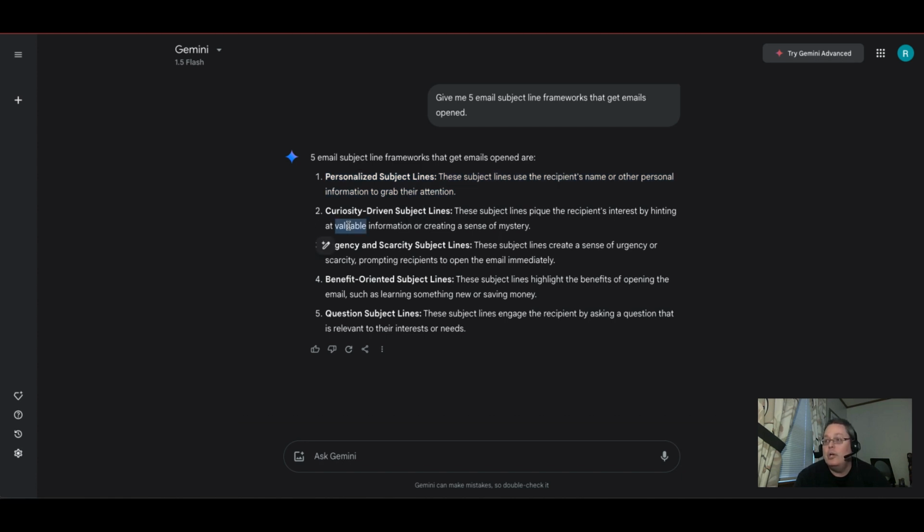The next one is curiosity driven subject lines. These subject lines pique the recipient's interest by hinting at valuable information or creating a sense of mystery. Urgency and scarcity subject lines. These subject lines create a sense of urgency or scarcity, prompting recipients to open the email immediately. Urgent, right? Important notice. Your bill's overdue. A lot of this depends on who your target audience is and what you're trying to sell or what information you're trying to convey to them.